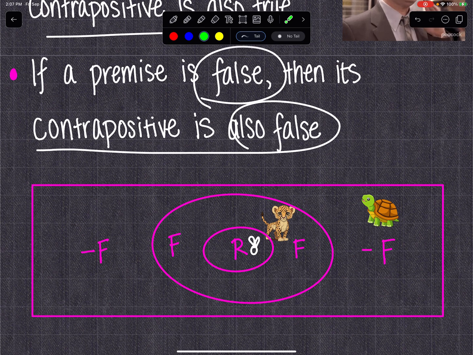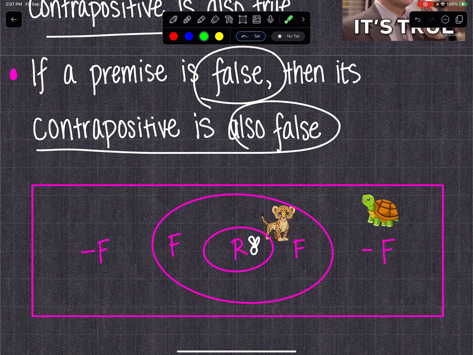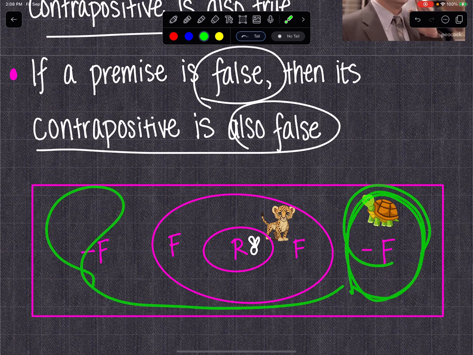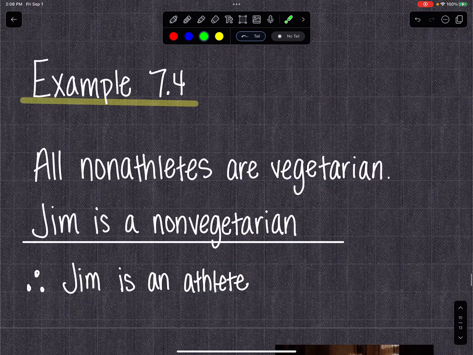So let's make sure that those premises are true. Let's review them. If the animal is a rabbit, then the animal is a fast runner. So the rabbit is here and it's inside the circle indicating fast. So that's true. And the contrapositive that we came up with was if the animal is not a fast runner, then the animal is not a rabbit. So if you're not a fast runner, you're going to be out here in these areas, and you're not a rabbit because there's going to be no rabbits out there. So that's also true. Oh, this is getting confusing, isn't it? Let's go over some examples and I think it'll make more sense.